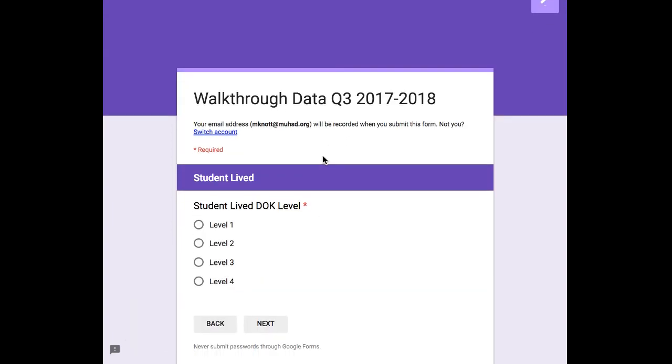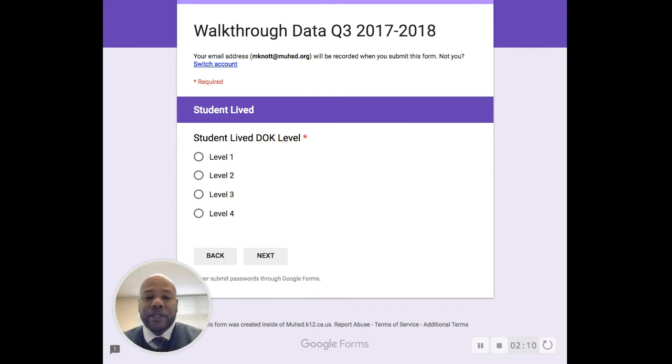The next question then goes to the student DOK, and this is important because, as we've talked about many times before, do the students live up to your intended DOK? So are they going to then produce at level 2, or are they going to produce at a lower level? Sometimes students surprise us and they go to a higher level, but that would be tracked in this question. So do they live up to your expected DOK level?